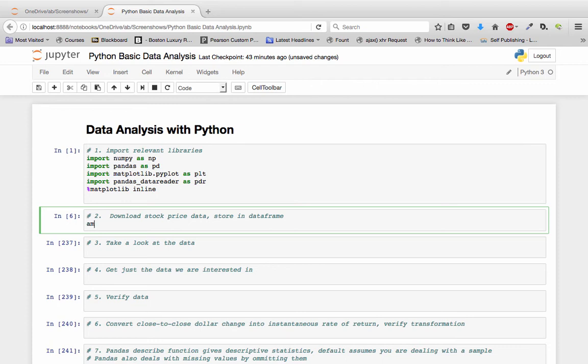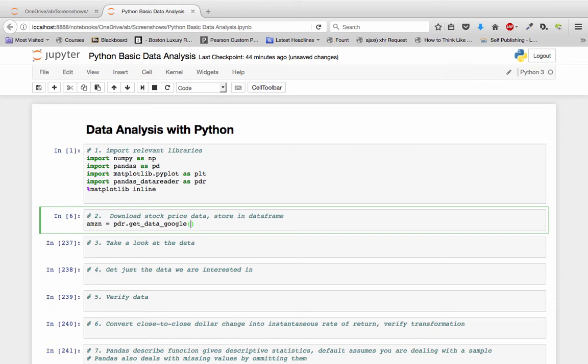Okay. All right. So once the libraries are loaded, the first thing we're going to do is go ahead and get some data. So I'm going to go ahead and get some data from Amazon. So I'll be using the pandas data reader. All right. And I'm going to use the get data function. All right. And I'm going to get data from Google. Okay, so you can get data from a few different platforms. All right, I'm just going to use Google today.